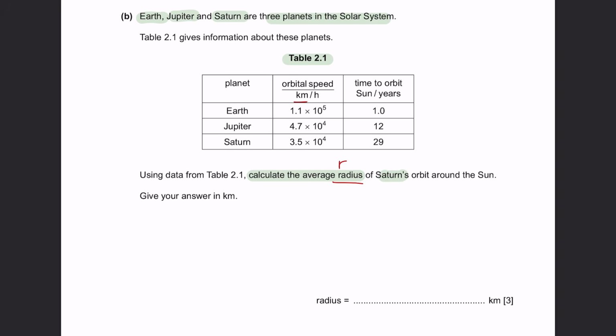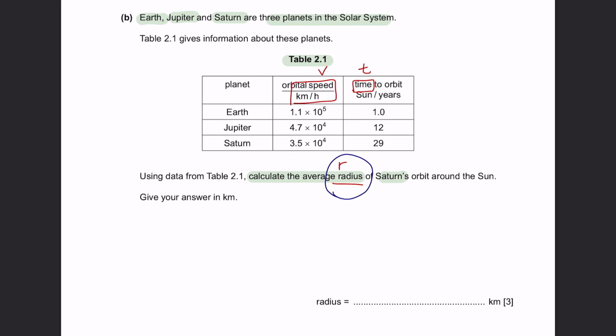So you are given here the speed and the time, and you're looking to find the radius, which can be calculated by the formula of orbital speed, which is 2 pi r over t. If we rearrange this formula, you would get something like this. So v here is the orbital speed, and the orbital speed for Saturn is 3.5 times 10 to the power of 4. Now the time taken here is 29 years.